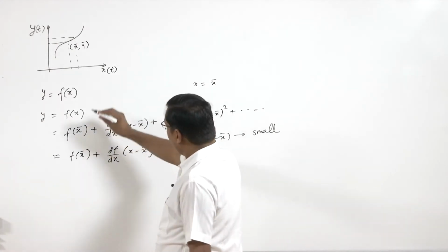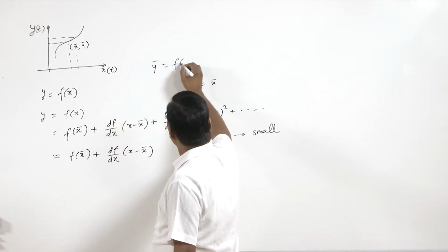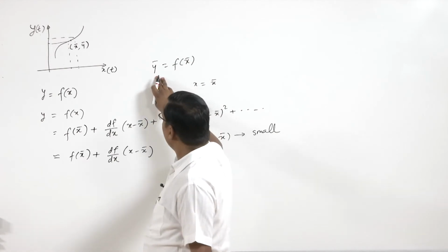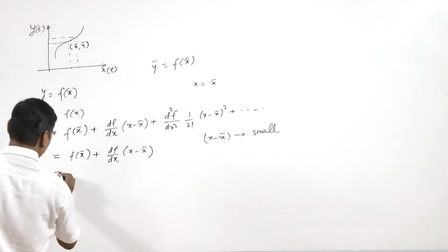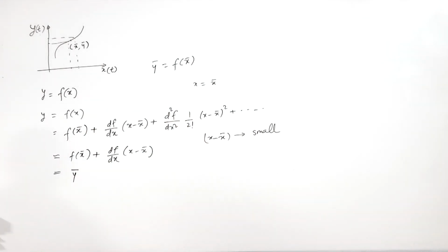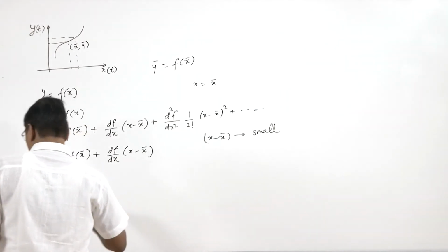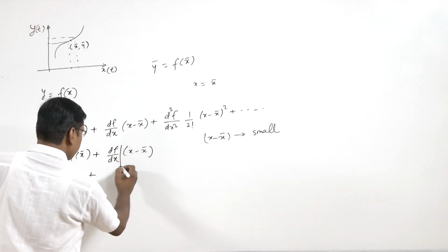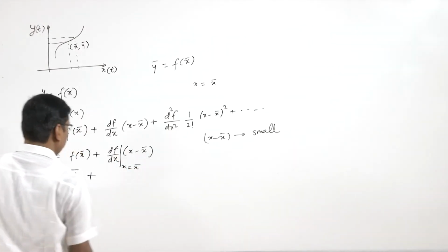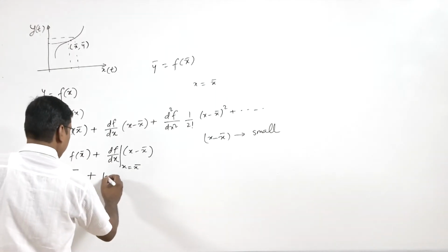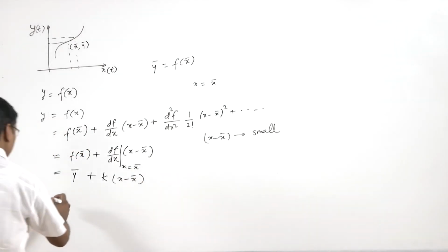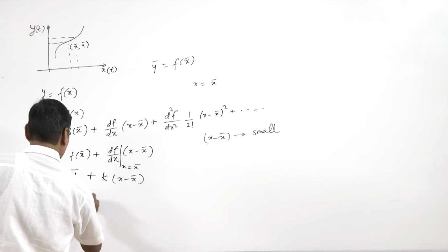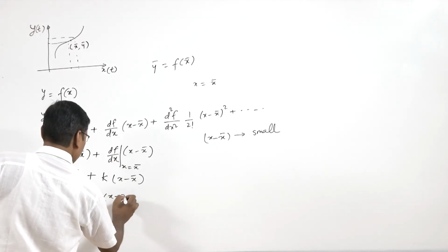So, y bar equals f(x bar), because the value of the function at x bar is y bar. So, here we can write y bar plus this df by dx, which is calculated at x equal to x bar. So, let us write this as k, times (x minus x bar), or we can write y minus y bar equals k times (x minus x bar).